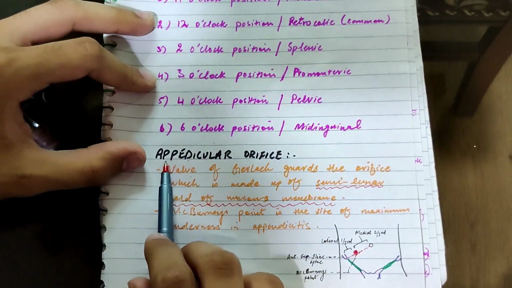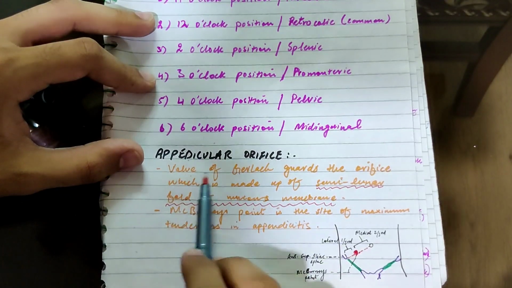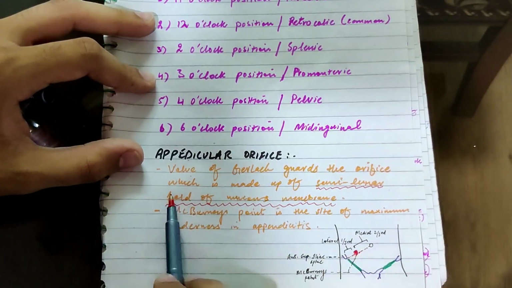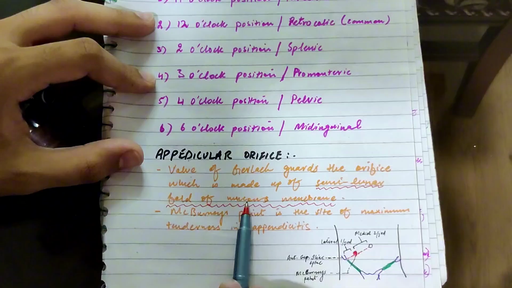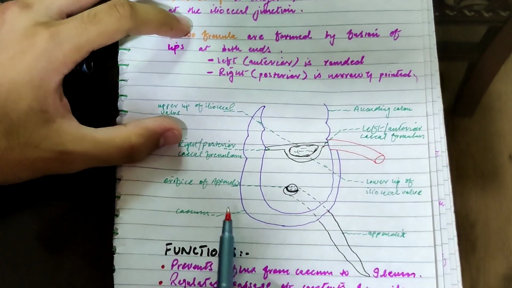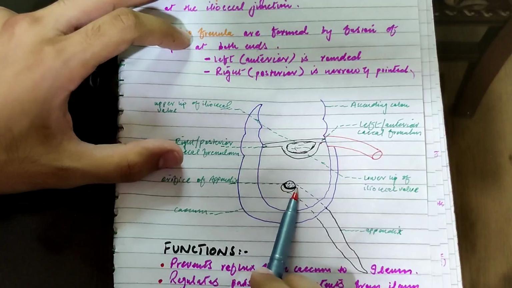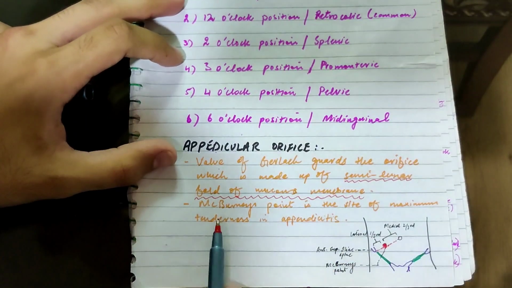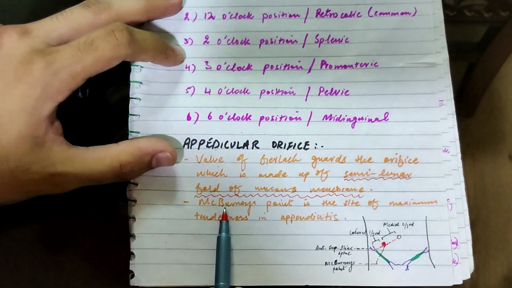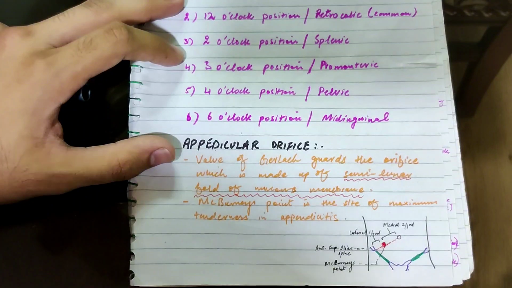So now we're going to be talking about the appendicular orifice. The valve of Gerlach guards the orifice, which is made up of semilunar fold of mucous membrane. So this is the orifice of our appendix, and this one is the valve of Gerlach. Now we're talking about the McBurney's point. This is another topic, but I'll tell you in detail.